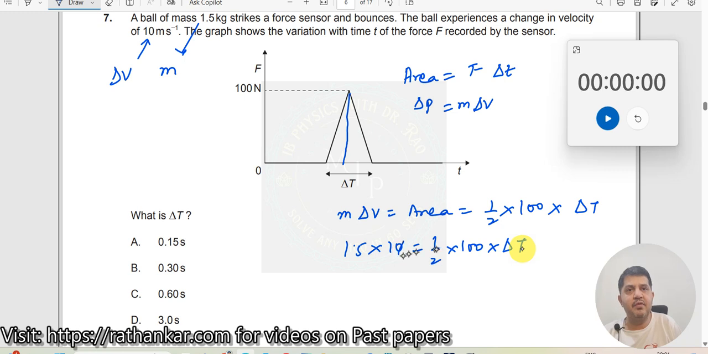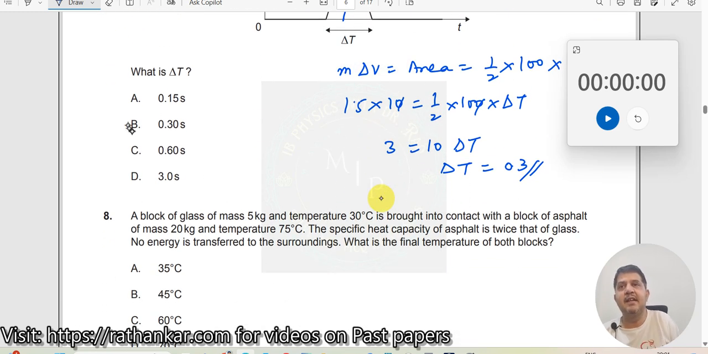So therefore the 0 and 0 go away here, and then you have 2 into 1.5 is 3, which is equal to 10 times delta t. Our delta t should be equal to 0.3. Okay, delta t is equal to 0.3. The answer is B over here.